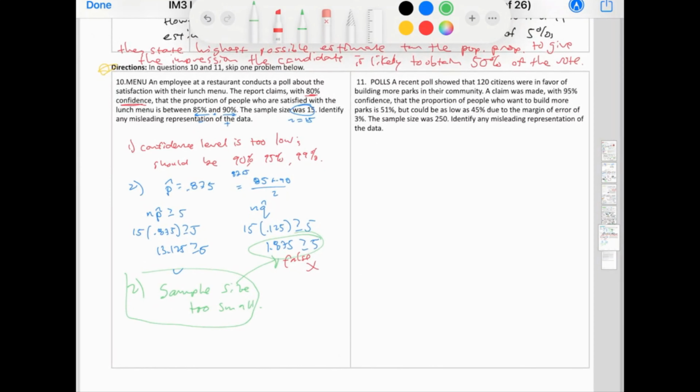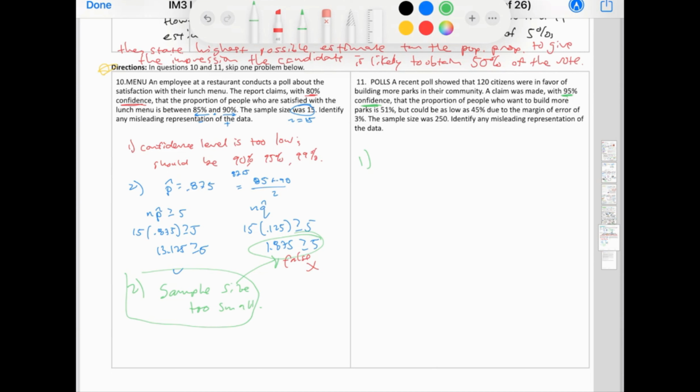All right, question number 11. A recent poll showed that 120 citizens were in favor of building more parks in the community. The claim was made with 95% confidence, so that's okay. Right? 95% is one of our numbers. That the proportion of people who want to build more parks is 51%, but could be as low as 45% due to the margin of error of 3%. The sample size was 250. Identify any misleading representations.